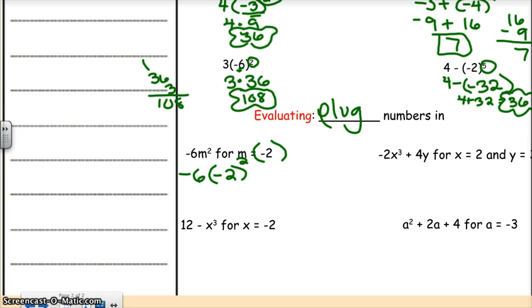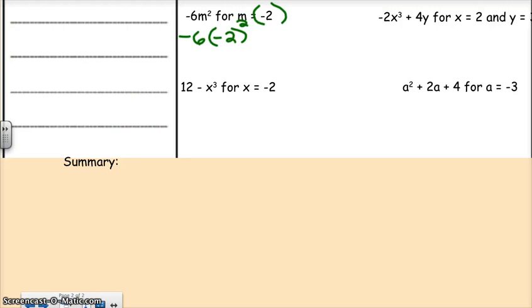Order of ops is take care of my exponents. So my negative is inside the parentheses. I have an even power, so it's going to be positive. 2 squared is 4, so it's negative 6 times 4, negative 24.